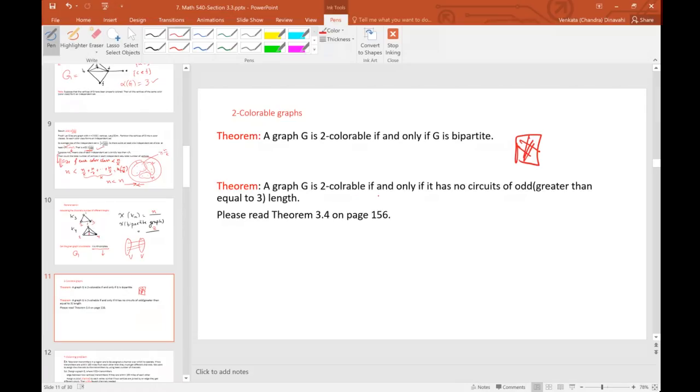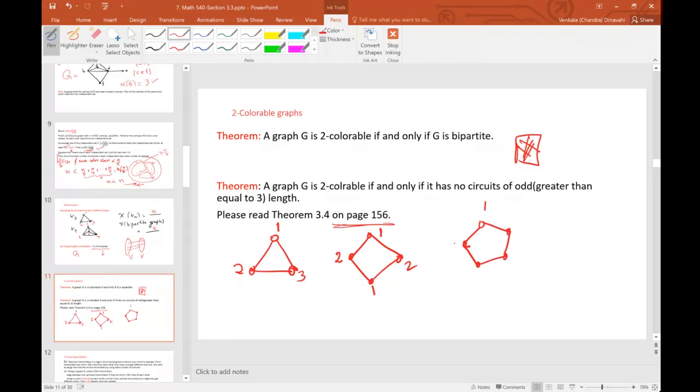Another thing is, a graph is two colorable if and only if it has no circuits of odd length. The proof is given on this page. You can go through that, but it is extremely nice and simple to see. Take any odd circuit, for example of length 3. I cannot color it with two colors, I need 3. For a circuit with 4 vertices, I can do 1, 2, 1, 2, so 2 colors is enough. Take a circuit of length 5: this is 1, 2, this is 1, 2, and then I cannot color the last vertex 1 or 2 because of this. So I need 3 colors.